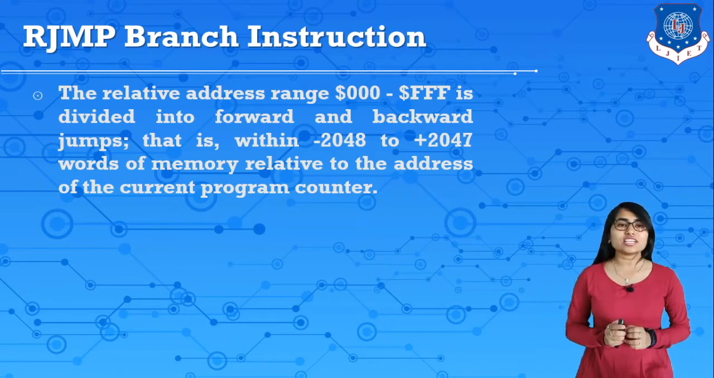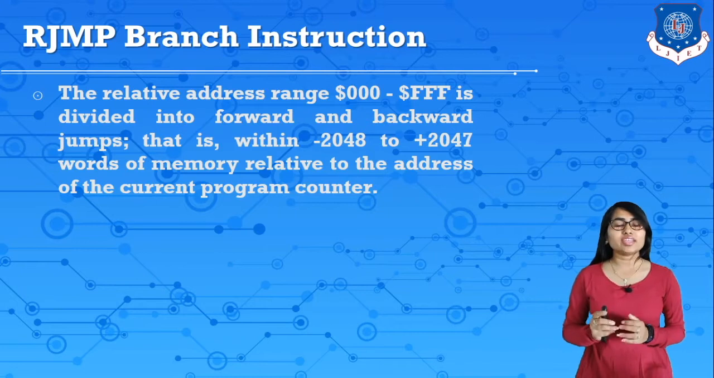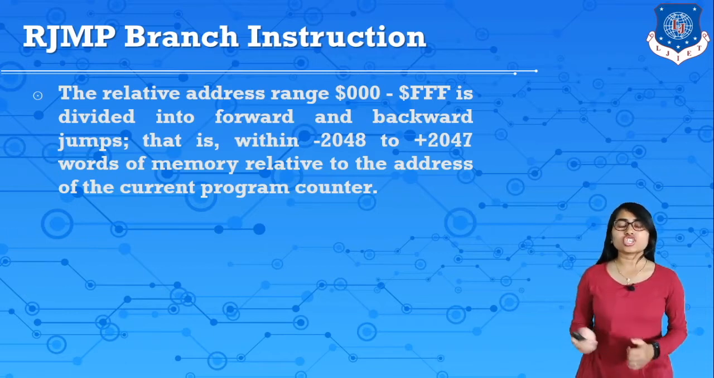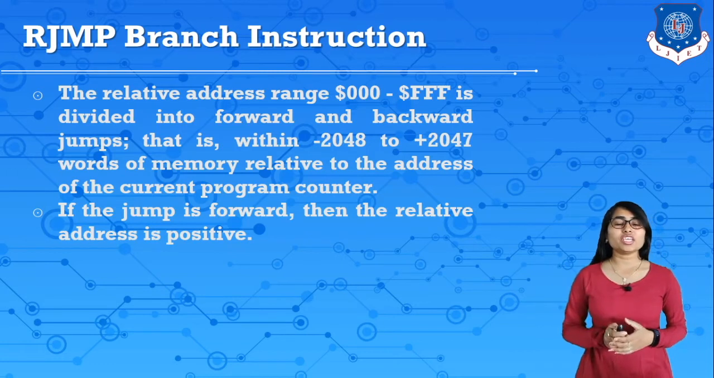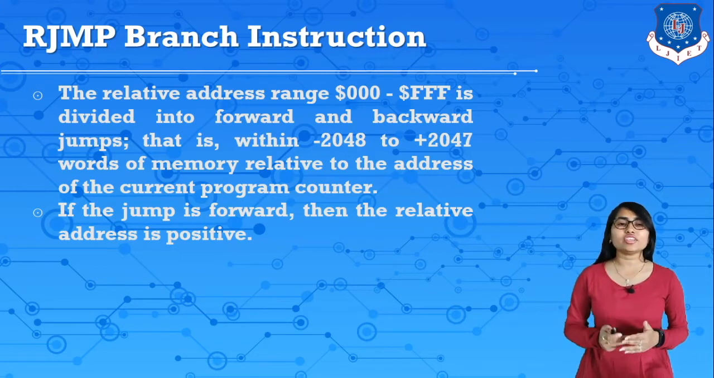This RJMP instruction can have an address range of 000 to FFF, divided into a forward and backward jump. The program counter is basically a reference address. So this is the RJMP branch instruction. In RJMP, if the jump is forward, then the relative address is positive.